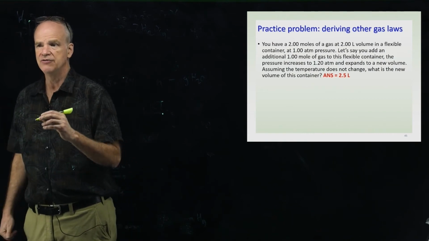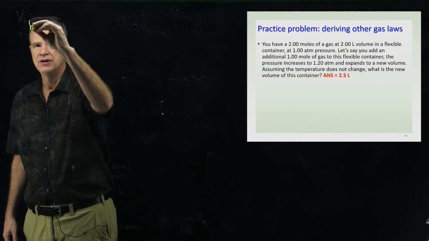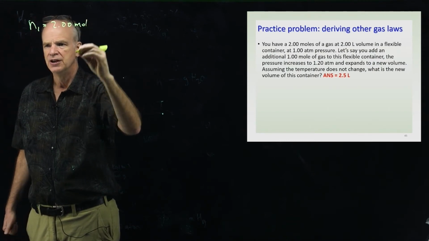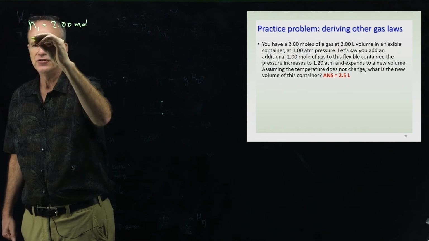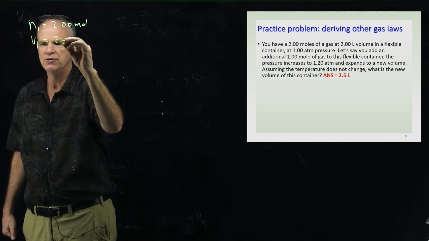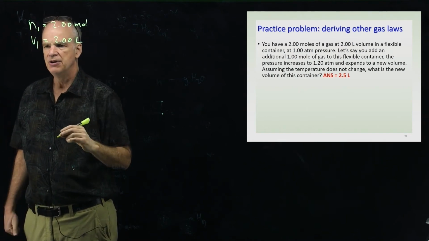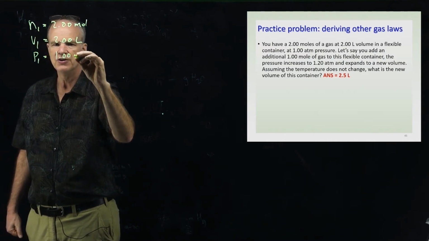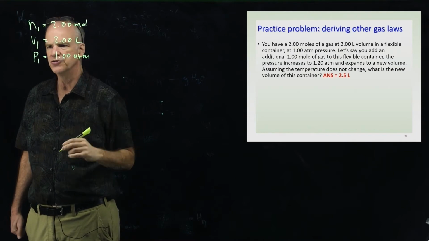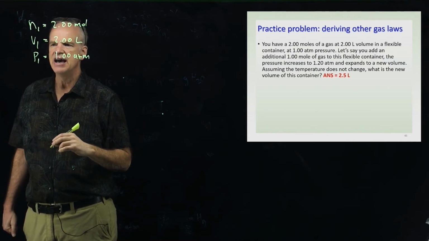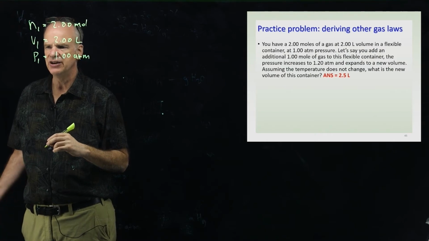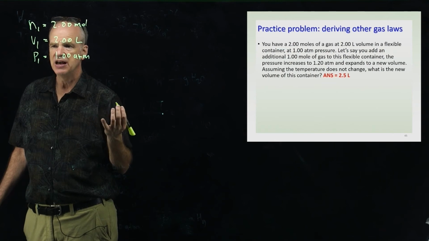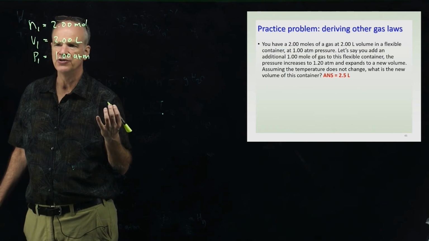Okay, so we have initial conditions where we have moles, we'll call it N1, is 2.00 moles. And then we have volume of a gas, so V1 is 2.00 liters. And we have a starting pressure as well, P1 is equal to 1.00 atmospheres. Okay, so far so good. Let's say you add an additional 1 mole of gas to this flexible container, and the pressure increases to a new pressure, 1.2 atmospheres, and expands to a new volume. What is the new volume of this container?